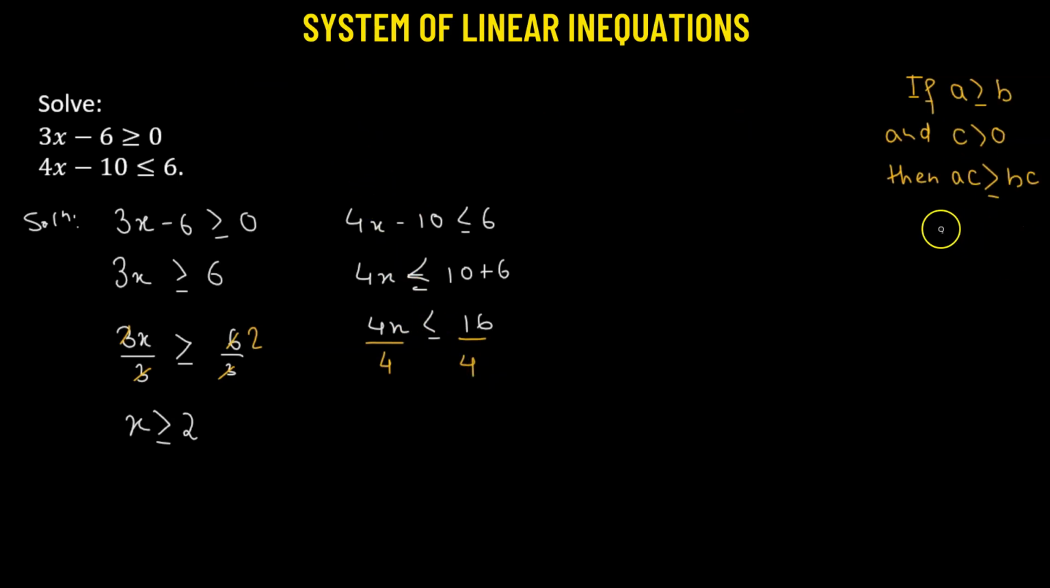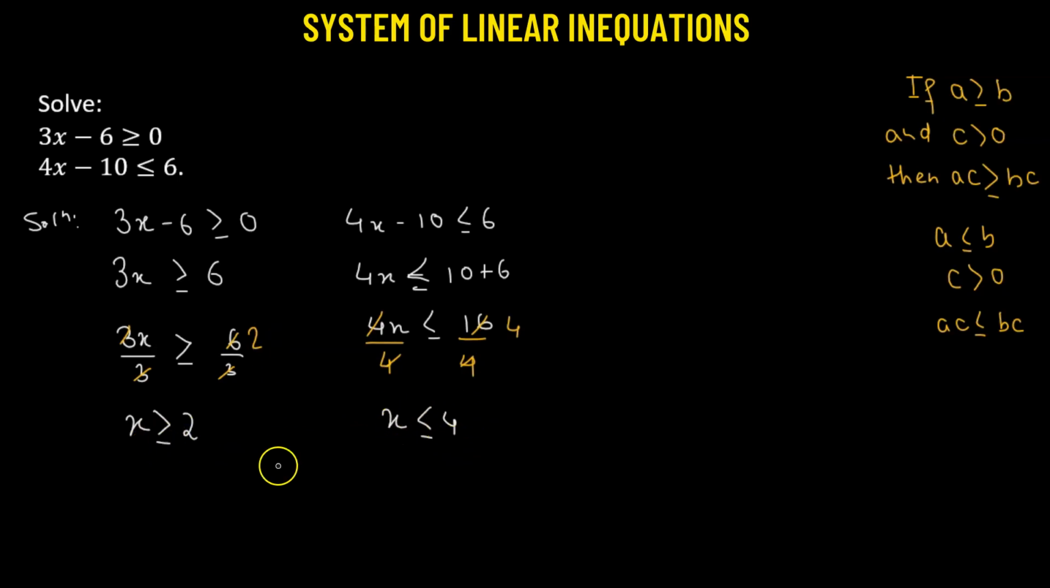That means if a is less than or equal to b and c is a positive number, then ac is still going to be less than or equal to bc. Right. So the 4 and 4 get cancelled, and 4 times 4 is 16. So this gives us another solution, which is x is less than or equal to 4. So here we have two solutions, x greater than or equal to 2 and x less than or equal to 4.